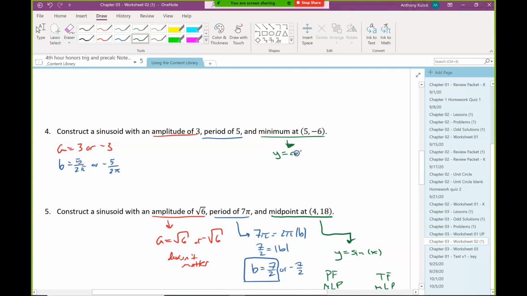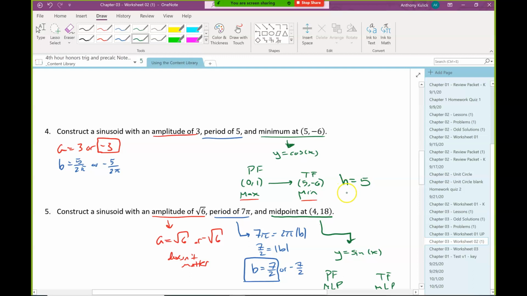Yep. So in the parent function for cosine, we use the point (0, 1), which is a maximum. And we're going to the transformed point (5, -6), which is a minimum. So because we're going max to min, that tells me that the a needs to be negative. Okay. The x-coordinate tells us our h.